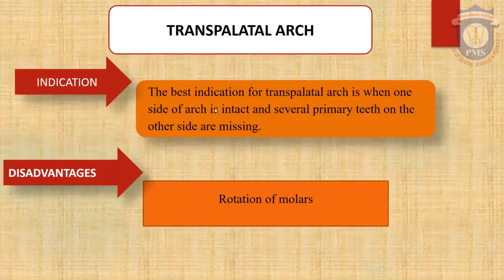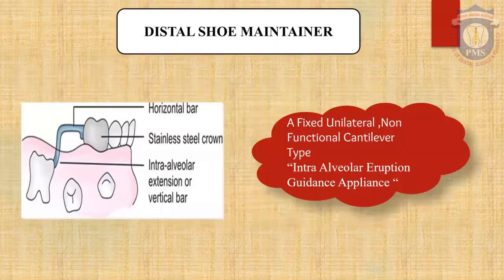Indication, as we had discussed, it is best indicated when one side of the arch is intact and several primary teeth are missing on the other side. Disadvantage includes that when a loop is activated, it can result in rotation of molars.